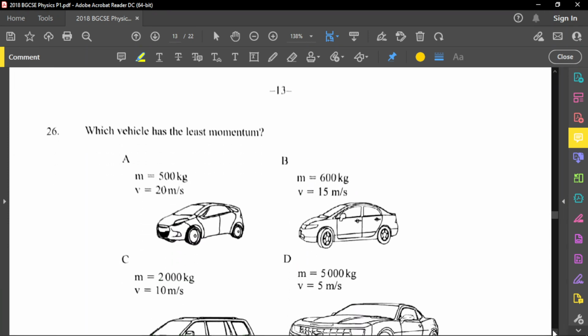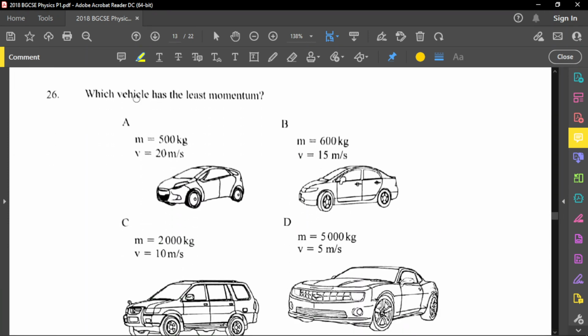Because I really want you to go into the exam and really ace this exam. Which vehicle has the least momentum? Looking for the least momentum here. All right, so let's just work this out really quick. The least momentum, not the most, but the least, very important to point out.